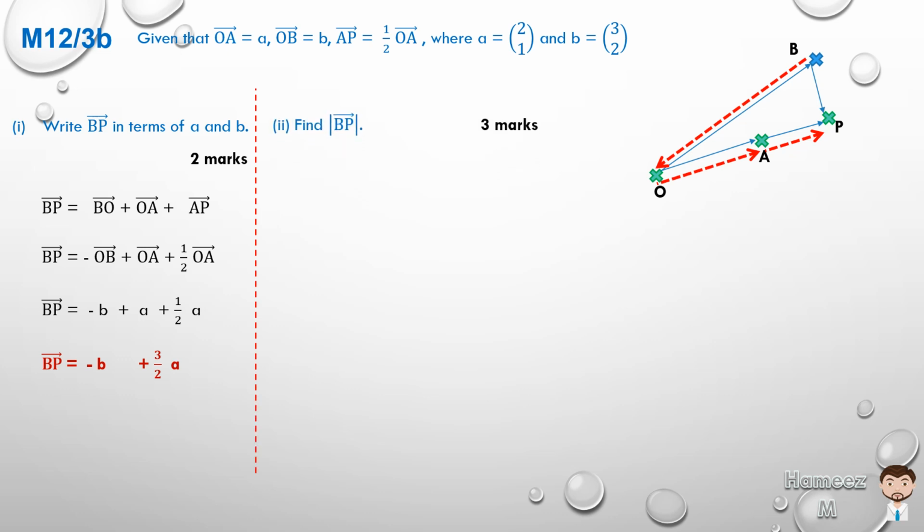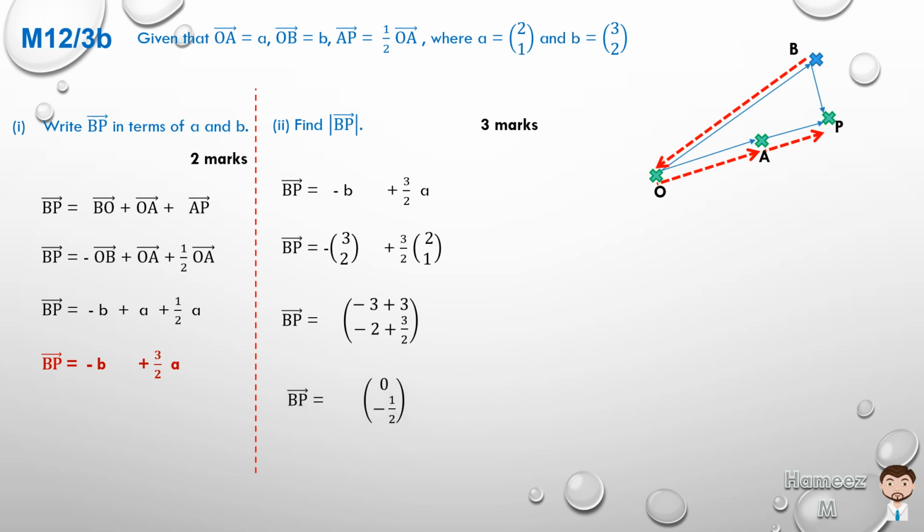Find the modulus of BP, which means the length of BP. So BP we know is minus B plus 3 on 2 A, and we can substitute for A and B here. So BP is equal to minus 3 on 2 plus 3 on 2 by 2 on 1. So that works out to be, if we look at the x values, minus 3 plus 3 on 2 times 2, 2 cancels 2, so left with 3. So minus 3 plus 3. And the y value is minus 2 plus 3 on 2 times 1 is 3 on 2. So minus 3 plus 3 works out to be 0. And minus 2 plus 3 on 2, or 1.5, is minus a half.